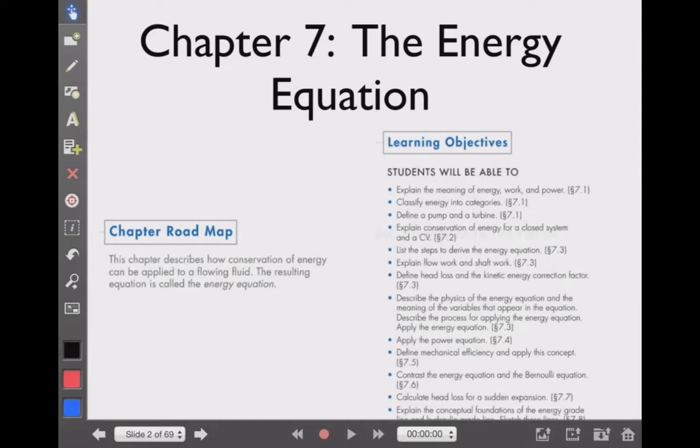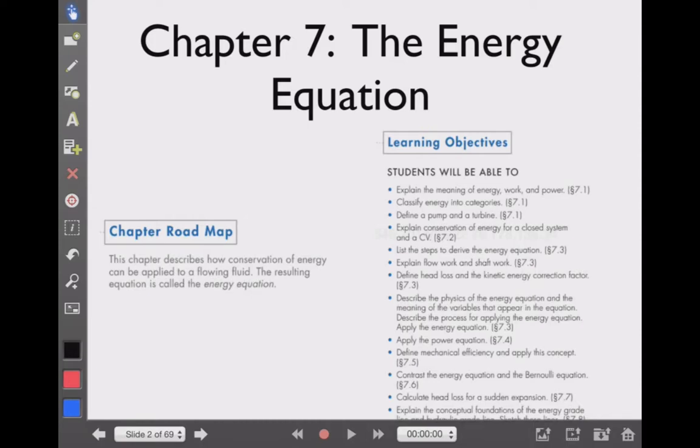So looking first at our roadmap and our learning objectives, we can see that this chapter describes how conservation of energy can be applied to a flowing fluid. And as we'll see in these first two introductory sections, we are really looking at both a closed system and how energy exchange can occur within a closed system, and then we're going to use the Reynolds transport theorem to apply it to both our Lagrangian and Eulerian points of view, closed and open systems.